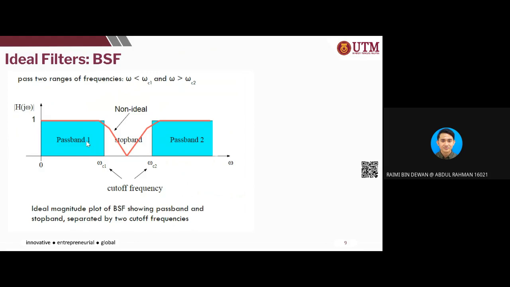Likewise, in contrast, the bandstop filter only stops the frequency within the cutoff frequency range, which is omega C1 to omega C2, while allowing other frequency range to pass through.